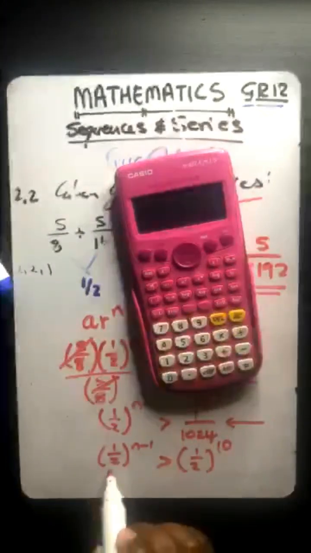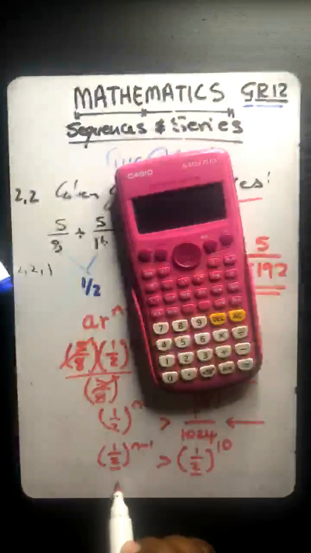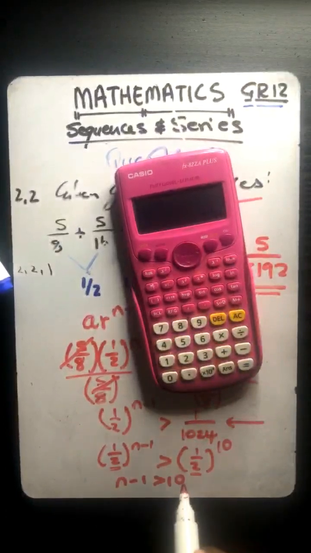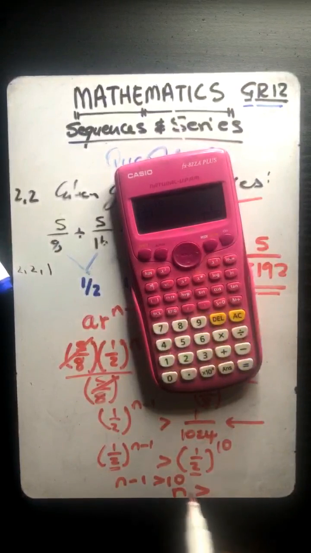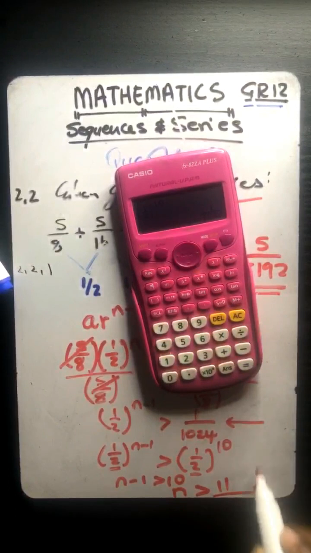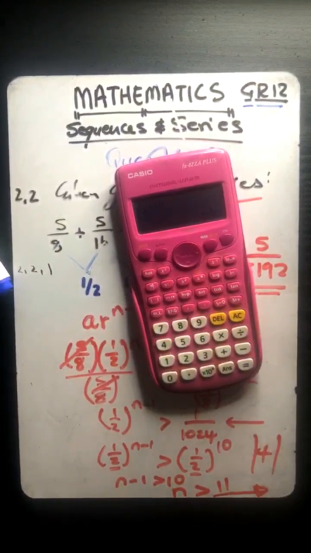So now you have the bases which are the same. That means you have n minus 1 greater than 10. So you take this to the other side, and you have n greater than, what is that? It's going to be 11. So that's how you score yourself 4 marks for this question. Without understanding what the question wants, you can still work this out and gain some marks somewhere.